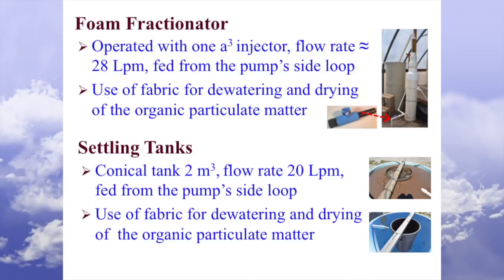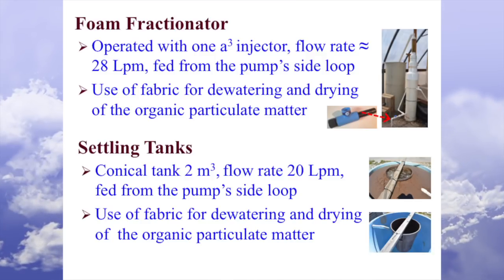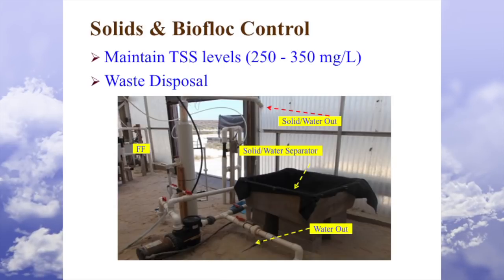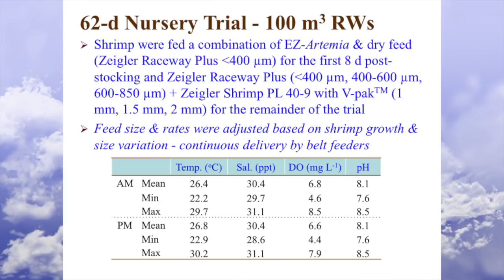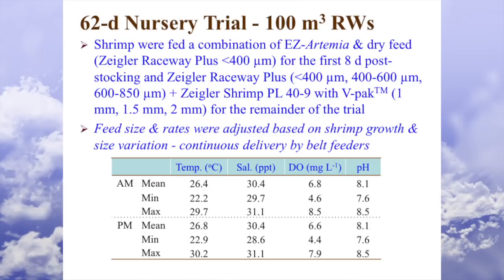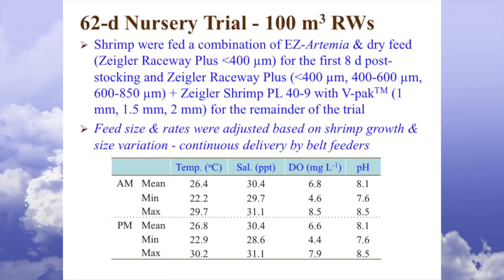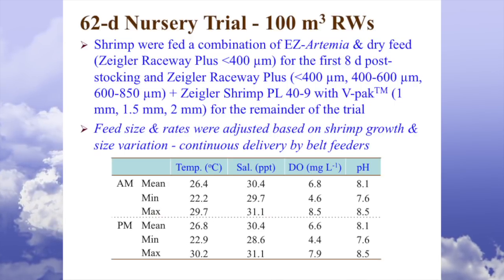We also have the foam fractionator, the settling tank, the concentration of the waste, and some of the water temperature. At the beginning, we were working with a very low temperature. We didn't have temperature control, so we had 22 degrees Celsius. That's the reason why this was a 62-day nursery trial. Otherwise, it would have been much shorter.